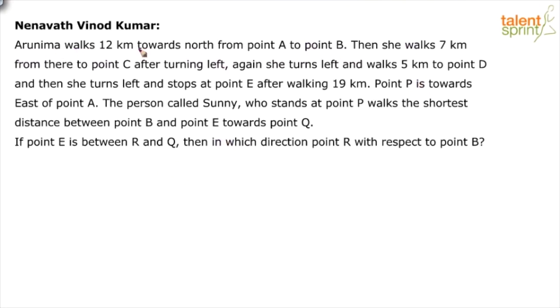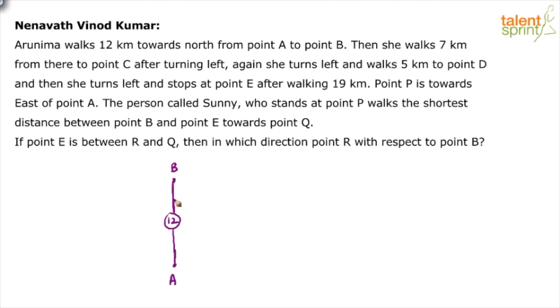So Arunima walks 12 kilometers towards north from point A to point B. Let's assume this is point A. She walks towards north to point B. Let's assume this is point B. What's the distance? 12 kilometers. So from point A to point B, the distance covered by Arunima is 12 kilometers.